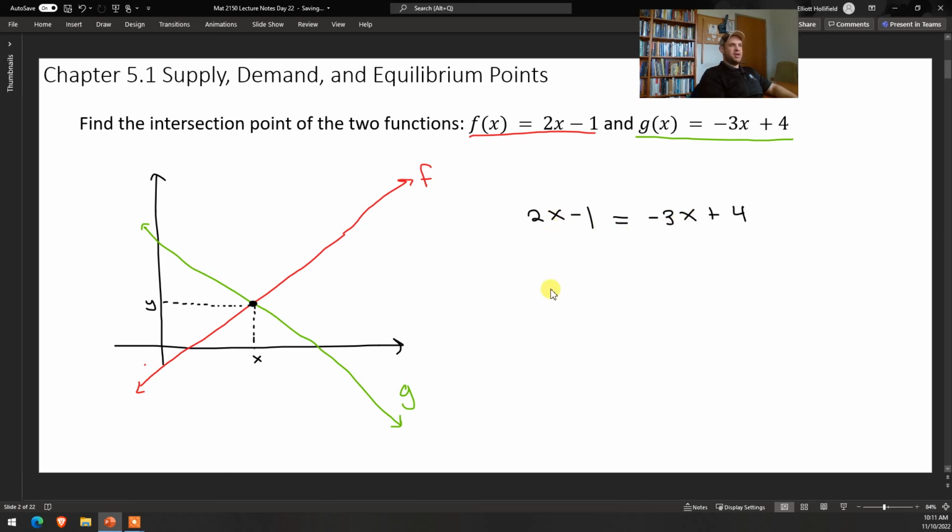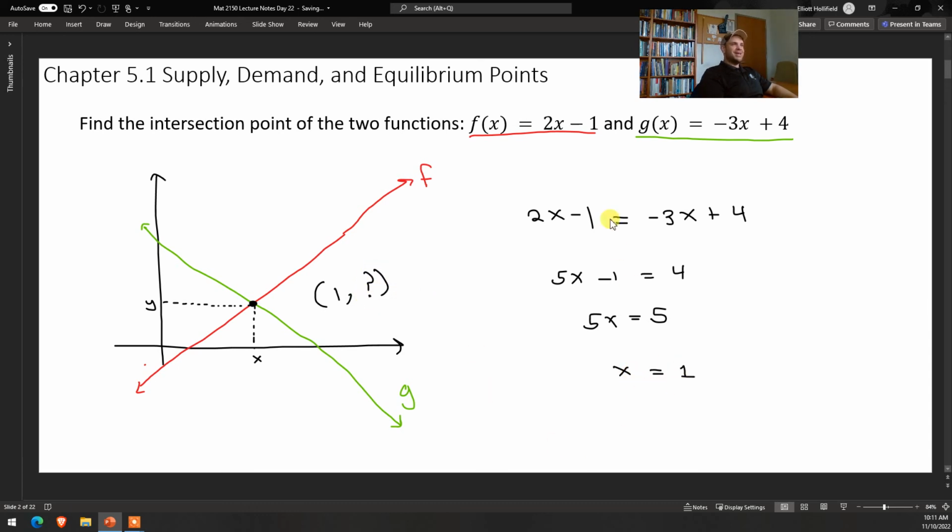Let's add 3x to both sides to get 5x minus 1 is equal to 4. Now let's add 1 to both sides to get 5x is equal to 5. And now divide by 5 on both sides to get x is equal to 1. Therefore, our intersection point here is the ordered pair 1, comma, question mark. Oh, well, what do we actually get?